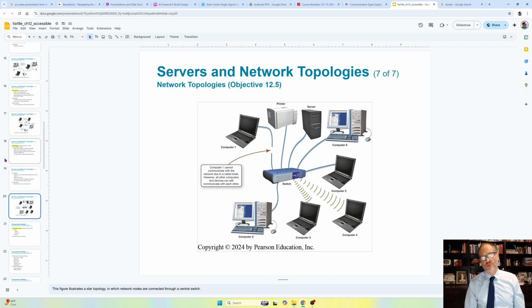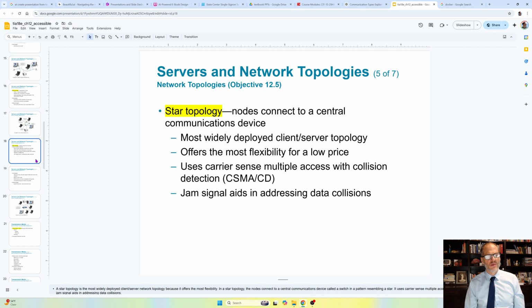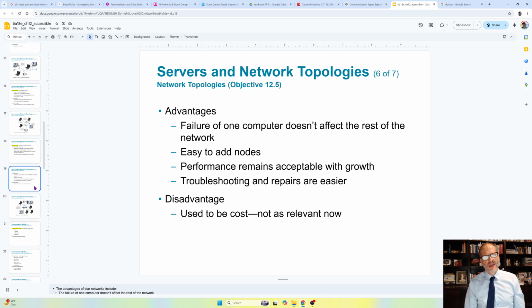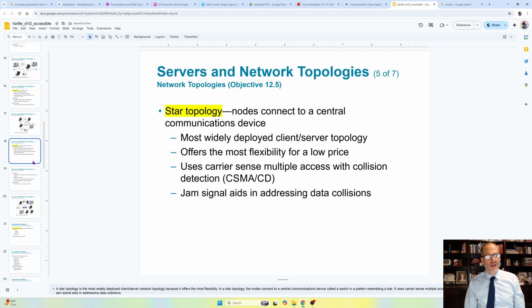So this is really the most popular method. Star topology with a client-server network is the most popular way to put together a network. And here is info about star topology and also the advantages and disadvantages of a star topology.